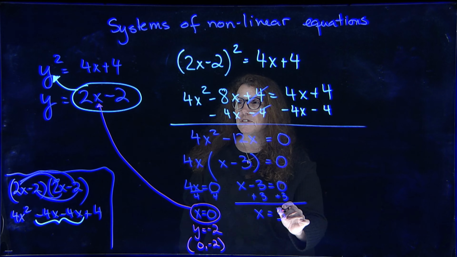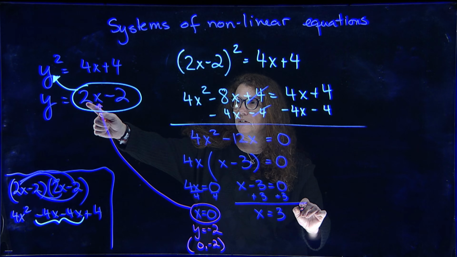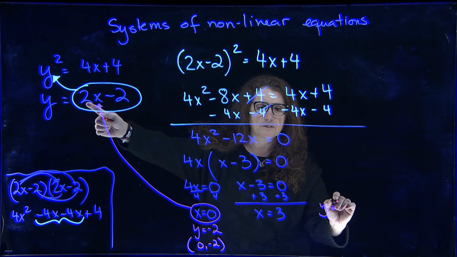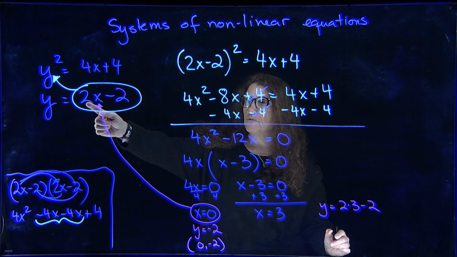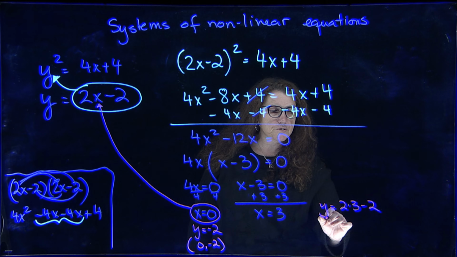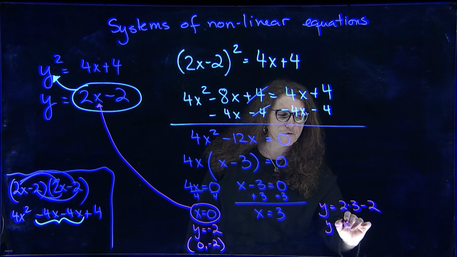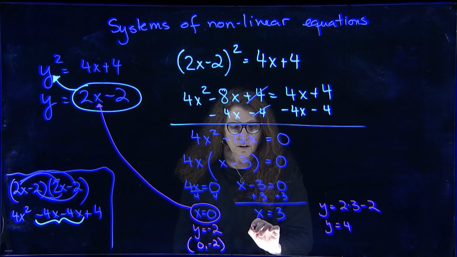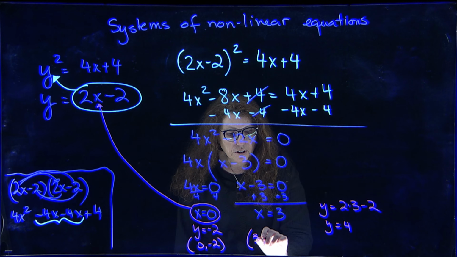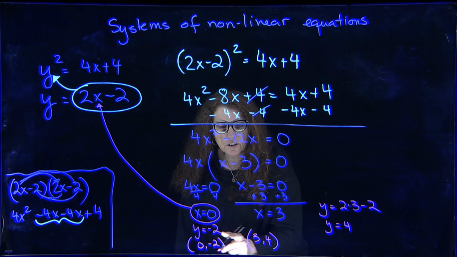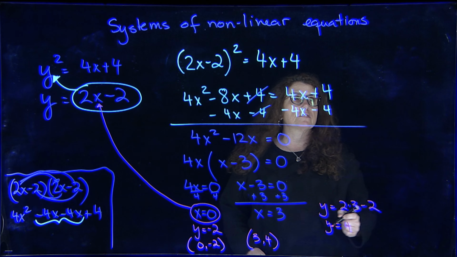Now I'm going to do the same with x equals 3. y equals 2 times 3, let me write it out, minus 2. So that would be 6 minus 2, and I get y equals 4. And my second ordered pair is (3, 4). So these are the points of intersection.